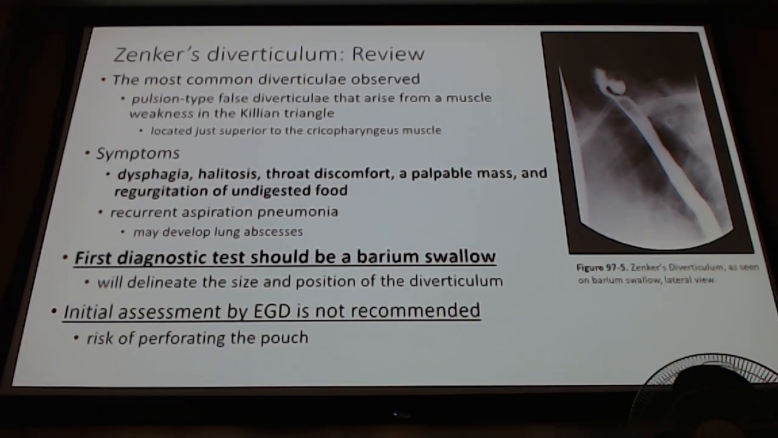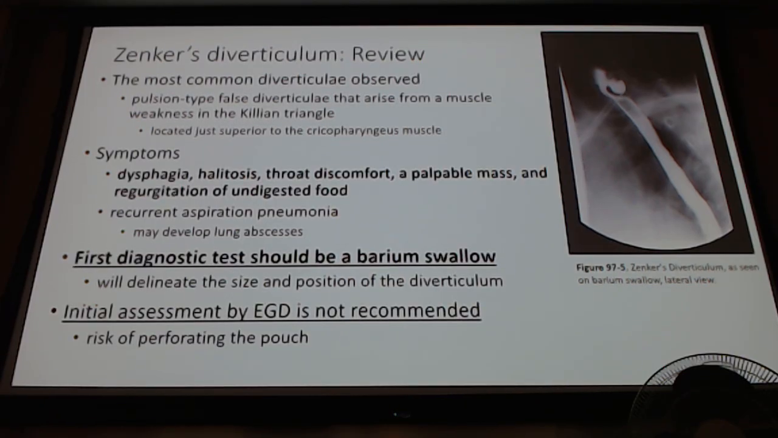This will actually delineate the size. This is going to tell us where the diverticulum is, the position of it. Okay? And this is one of the ones where an EGD is not recommended as the first assessment. Okay? If we don't know where it is, we don't know how big it is, we could actually perforate it by adding air to it. Okay. So this is one of the only ones that an EGD is not recommended as the initial assessment. We have to do that barium swallow to prevent perforation.